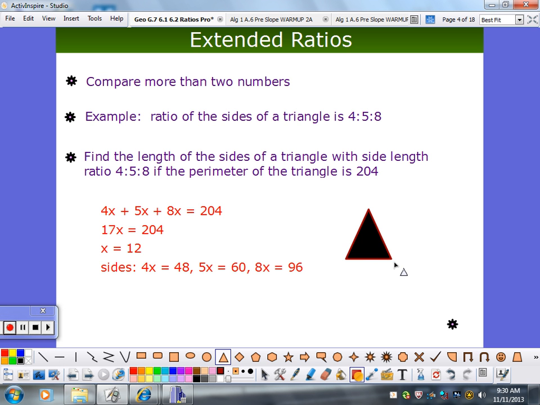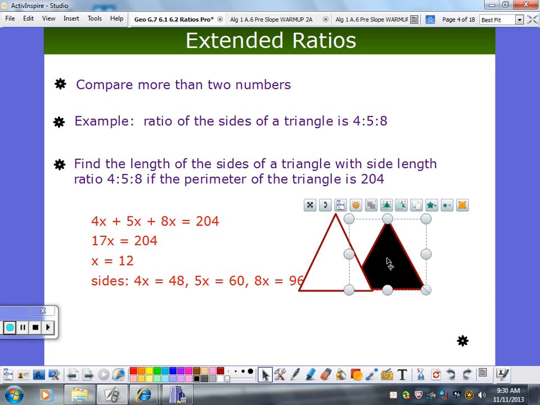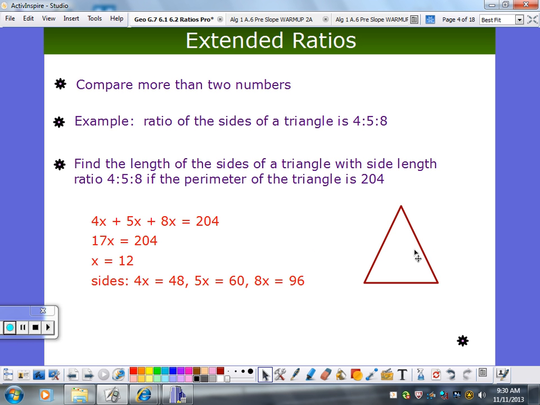Make a triangle. Wow, that's a really wacky triangle. Let's make a different one.